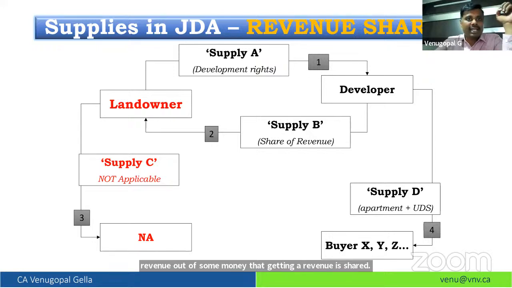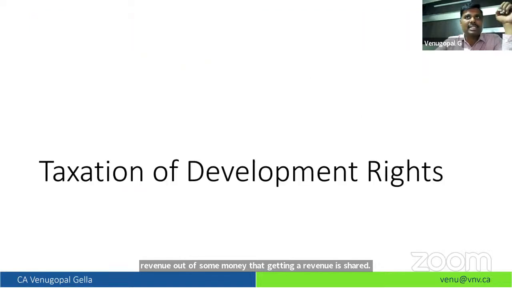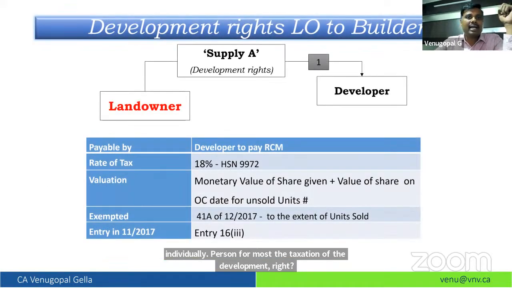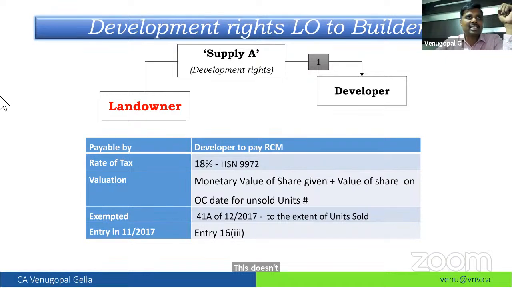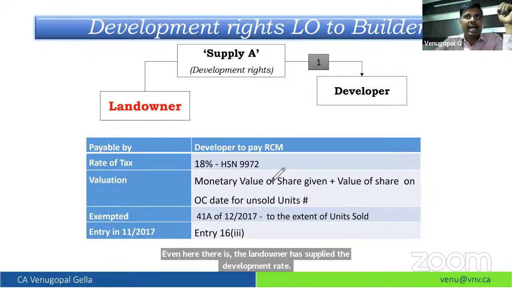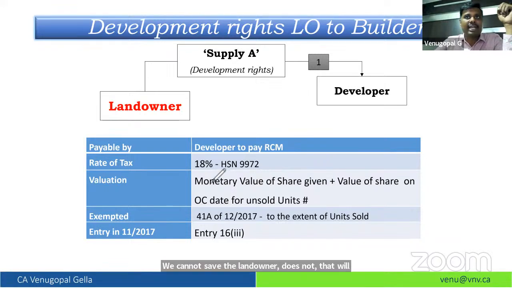Now let's start looking at the taxation of each of the elements individually. First and foremost, the taxation of the development right. This doesn't change. Same as the earlier taxation. Even here, there is taxation. The landowner has supplied the development right. We cannot say the landowner has not supplied the development right. And the HSN is 9972, at 18%.